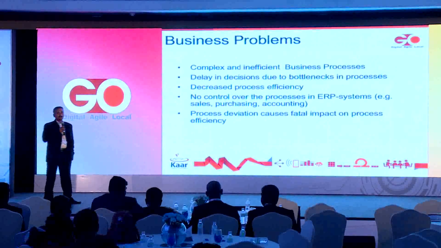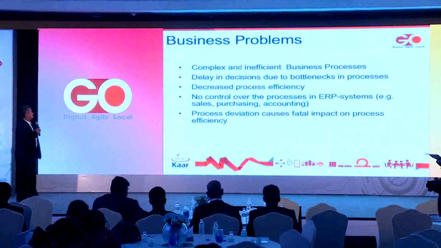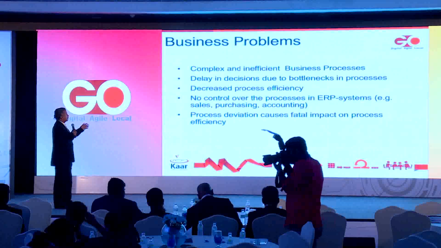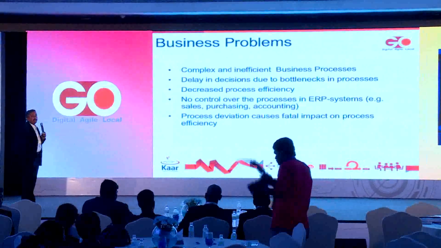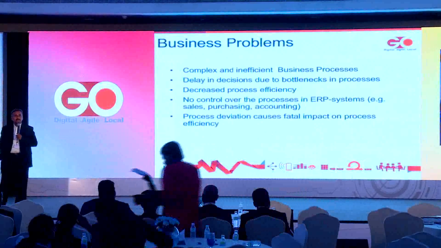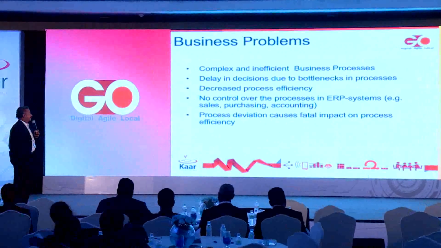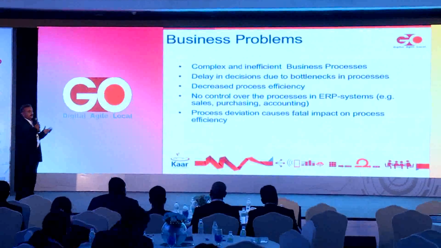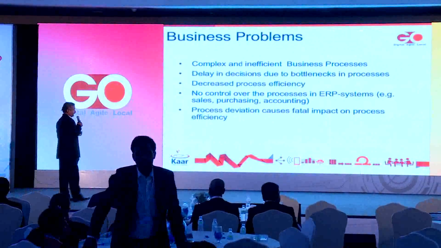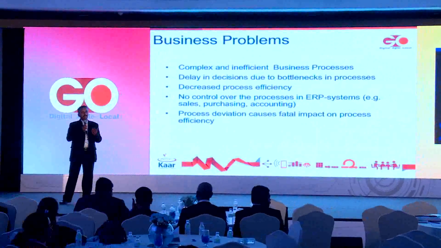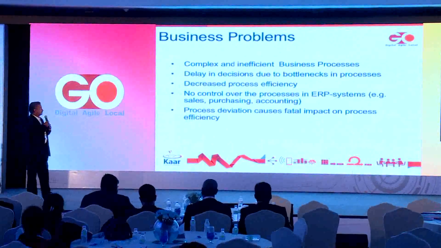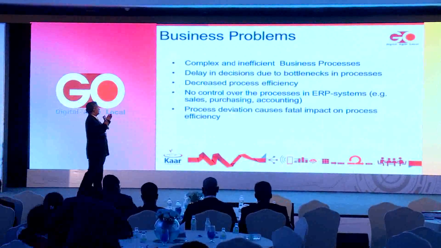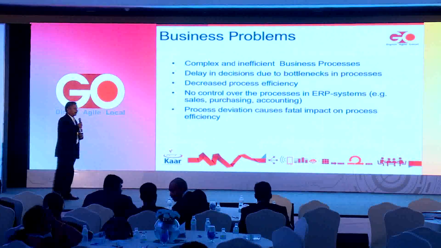See, normally a solution comes only when we face some problems. So if you see, in any bigger organization, these are some of the problems that are faced. There are multiple processes running across the enterprise, and the delay in decisions arises due to bottlenecks in the processes. This creates inefficiency over the process, and any deviation goes unnoticed, because the deviations could be in any of the areas, where you have sales, purchasing, accounting, and other departments.